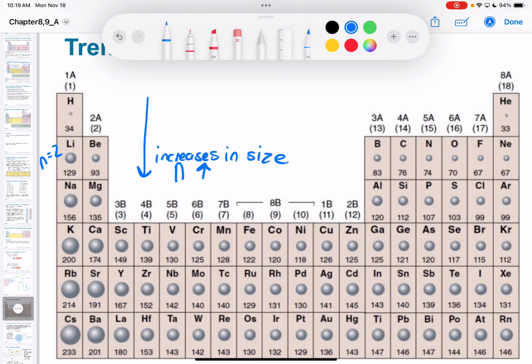All right, second row. And as we go across, these numbers down here are the size in picometers. Yes? So as we go across, you can see they're getting smaller. You can see it in their numbers. You can see it visually. Okay? So as we go across, this decreases in size. And we don't know why yet. We're going to explain that.